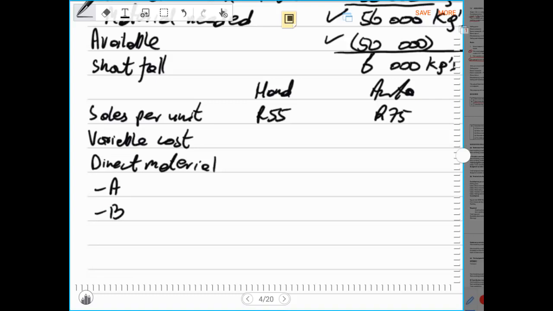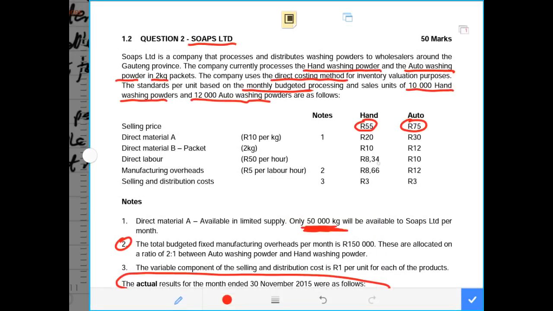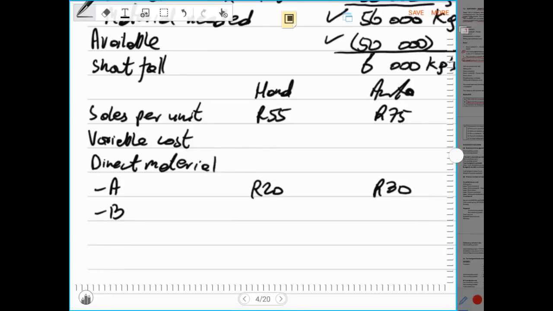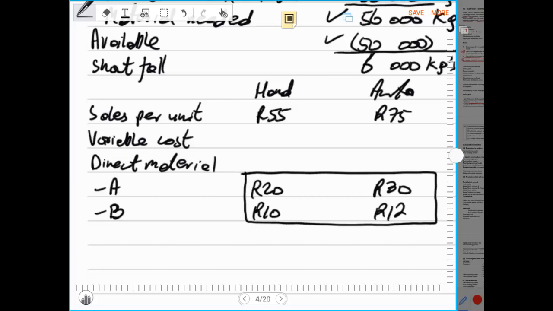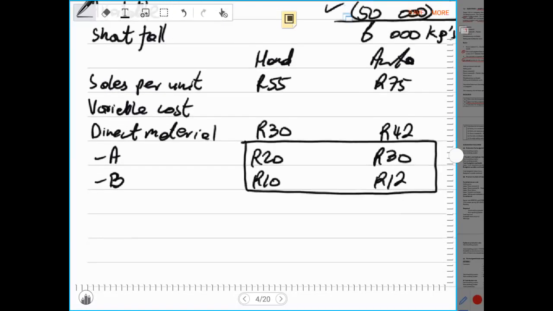We have material A and material B. Material A cost per unit was 20 Rand and 30 Rand. Material B per unit was 10 Rand and 12 Rand. 20 and 30, 10 and 12. We are calculating a contribution per unit. Therefore now we have to calculate the total of this material separately. This will be 30 Rand and this will be 42 Rand. So that is our direct material.